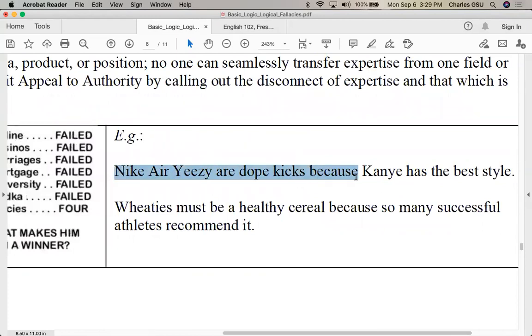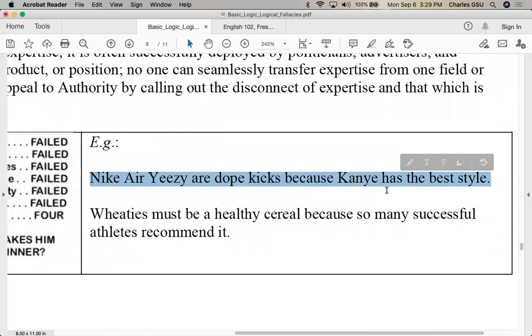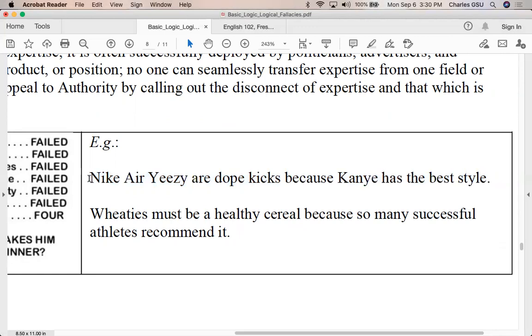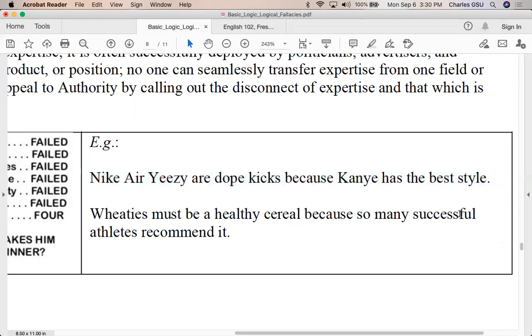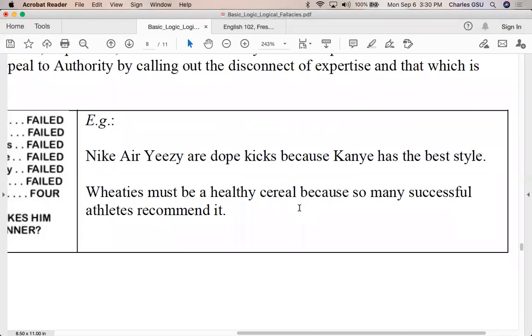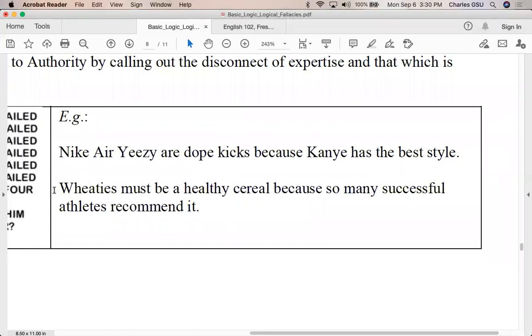Likewise, you want someone's expertise in that field. So Kanye, he may drop some great songs and tracks, but he's not an athlete. If you wanted to retool this sentence to make it make sense, you could say, get Yeezy, they're dope kicks because Michael Jordan knows his way around the court and has spent thousands of hours on the basketball court, then yeah, that would make sense because they're basketball shoes. Unless you're only buying them for the style and not the athleticism of them.